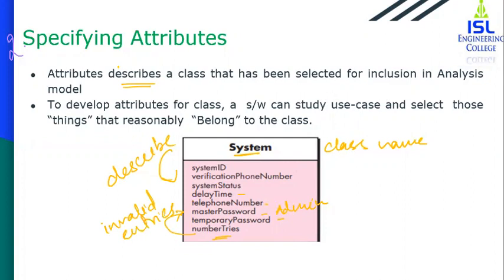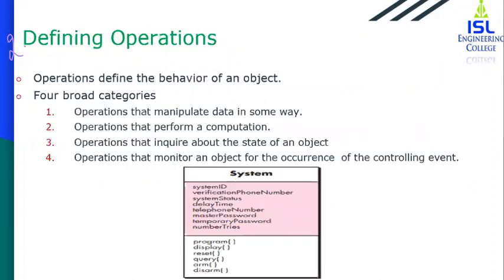After attributes, we have the operations. The third one is defining the operations. Operations define the behavior of an object, how a system behaves. First we saw what a class is, then what describes a class, and then the third compartment is the behavior of a class.